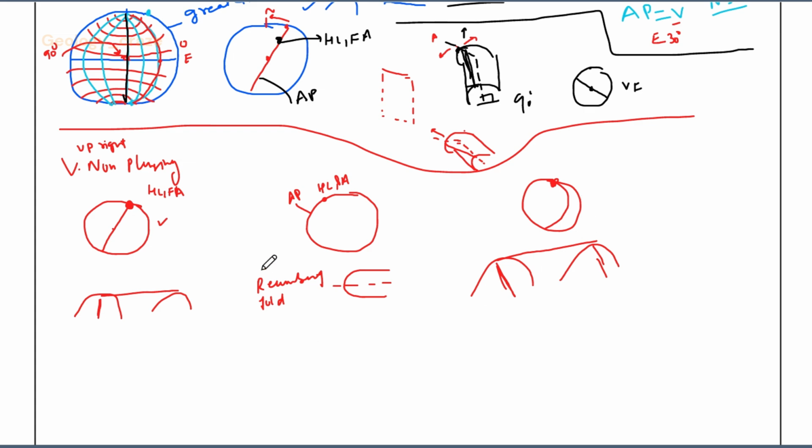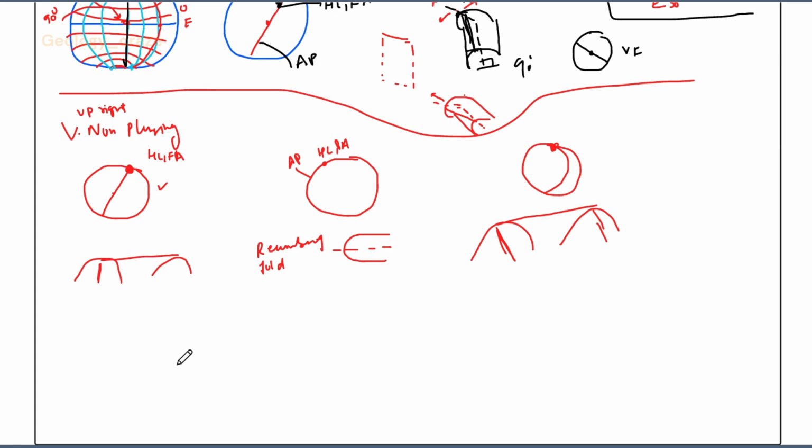Apart from this there is one more, the overturn fold. Overturn fold is like this. Suppose it is now eroded, and we are getting up to this only. So this is our actual plane. Now we are measuring both the data, the limb data and this limb data also. Both we will measure.